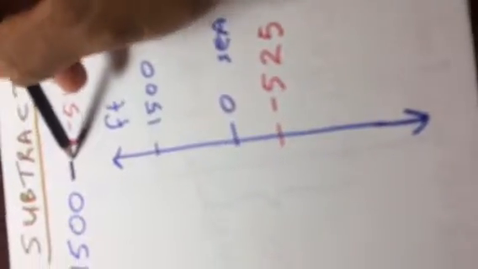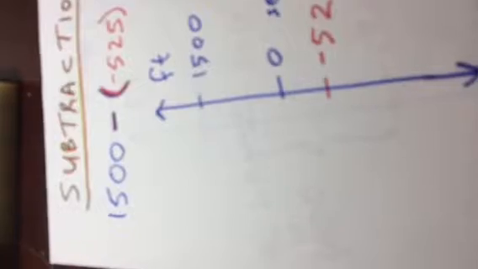What does subtraction mean? Subtraction means the same thing it means in real life. It's a difference. So what's the difference between that person's position and this person's position? Well, you can think of it in steps. This person here is 525 feet below sea level, right? So that's the distance right here. This little part here is 525, right? And now this person is 1,500 feet above sea level.